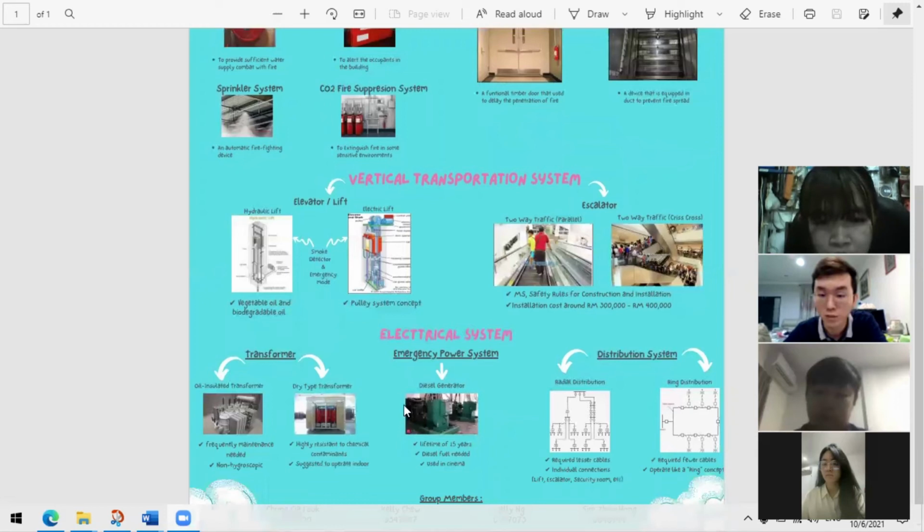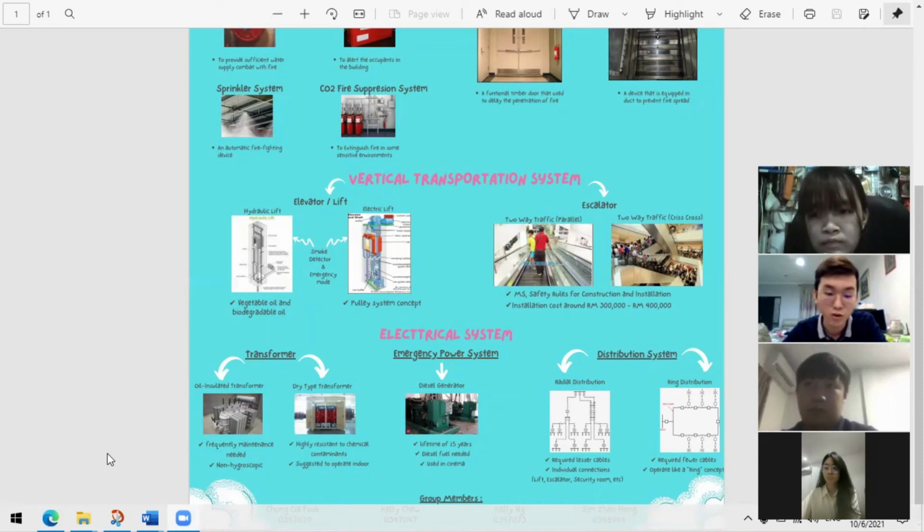There are three types of systems I will be talking about, which are transformer, emergency power system, and also the distribution system. For the transformer, there are two types of transformer used in this shopping mall, the oil insulated transformer and also the dry type transformer. The oil insulated transformer needs more frequent maintenance to do the oil test, because it has oil that is easily contaminated, so every year they need to do an oil test to check whether it is contaminated or not.